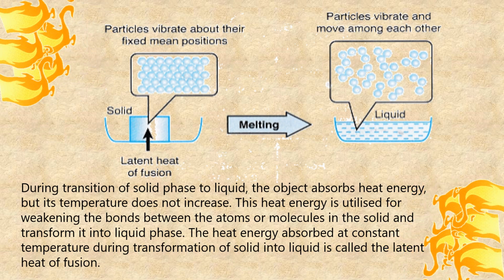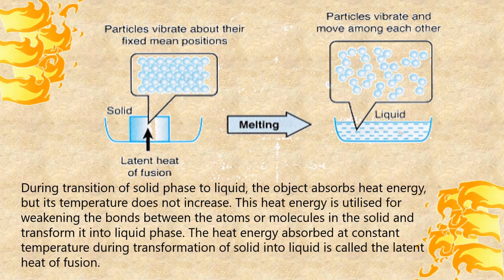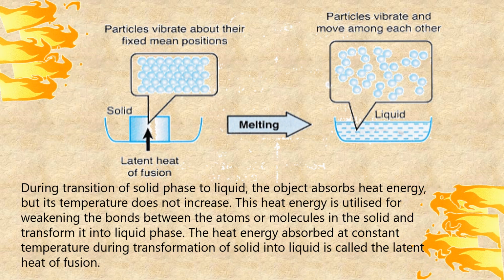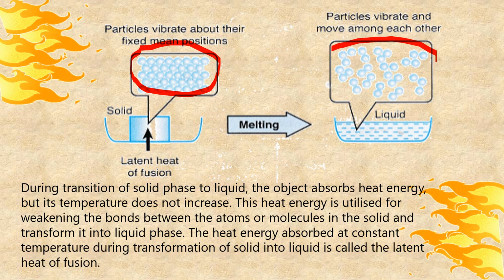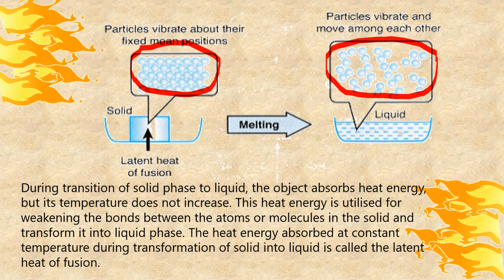Okay, so this heat energy is utilized for weakening the bonds between the atoms. Here you can see solid के बीच में कितने tight bonds हैं particles के. Pay attention to what I'm marking. So this I'm talking about here. You have to see the particles here, how tightly they are packed with each other, and on melting you can see the difference of the particle. They vibrate and move amongst each other, and you can see how loosely they are placed.